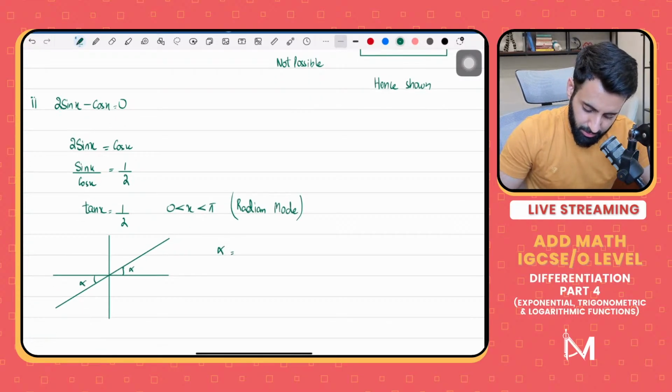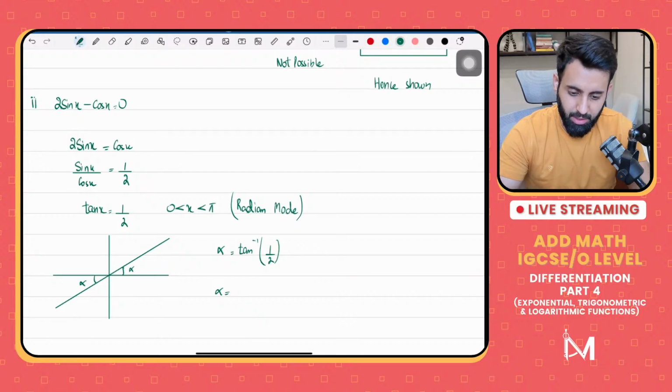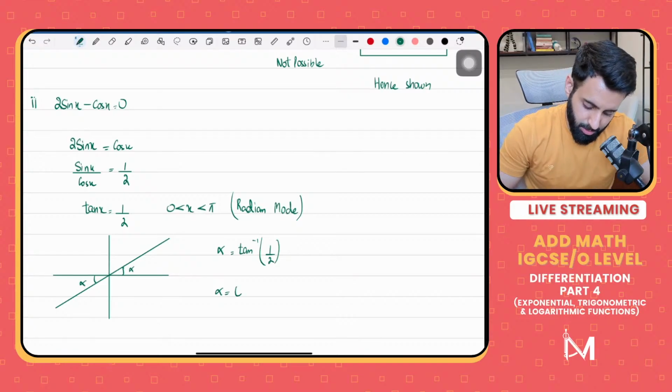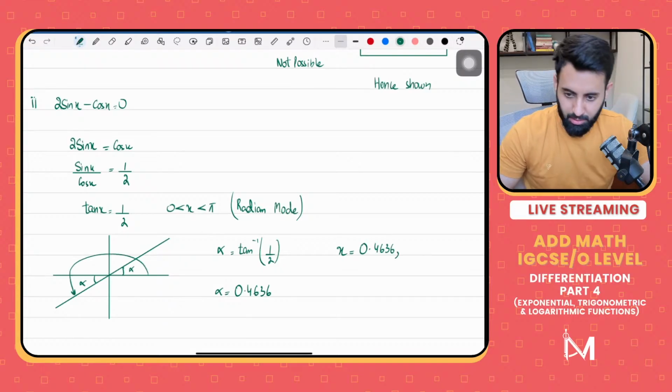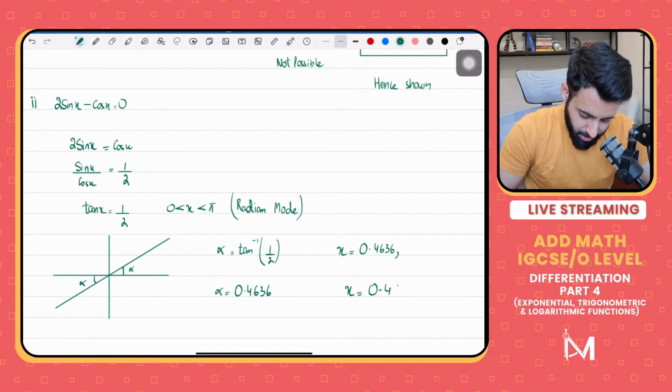Now, how will I find alpha? Alpha will be equal to tan inverse of 1 upon 2. So what's alpha equal to? Let's check. If I take tan inverse of 1 upon 2, make sure that your calculator is in radian mode, like I said, we get 0.4636. The reason why I'm taking so many significant figures is because this is not the final answer. So what's the value of x? x is equal to 0.4636. And then what's the other value of x? That's it. We cannot find the other value of x because this is going to be outside the range. So when you're giving your final answer, make sure to give it correct to 3 significant figures, which is 0.464 radian.